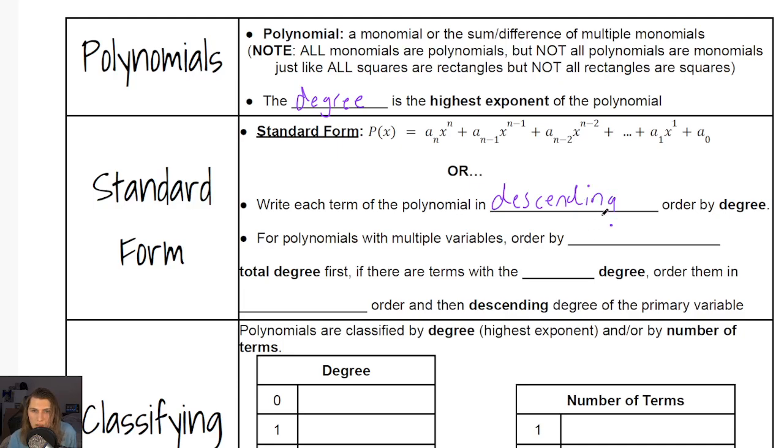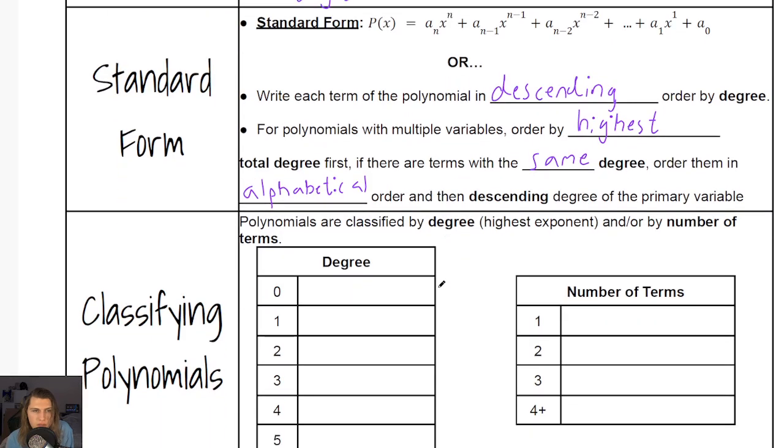So the way we write polynomials is we write them in descending order by degree. So if they have multiple variables, we're going to order by the highest total degree first. If there are terms with the same degree, we are going to order them in alphabetical order. And then descending degree of the primary variable. This will make more sense as we get into our examples.